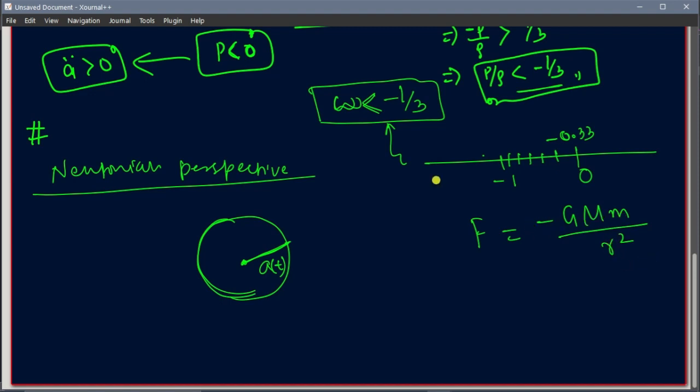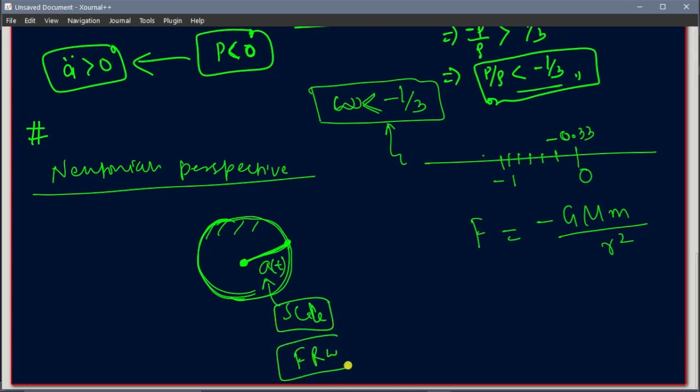Now, here is our assumption. Consider the universe to be spherically symmetric, with a spherical distribution of mass. Suppose that all the mass in this sphere is concentrated at the center, and the distance from the center to any point on the surface is a of t. This a of t is the scale factor that we have introduced in the FRW metric. Now you already know that this scale factor is time dependent.